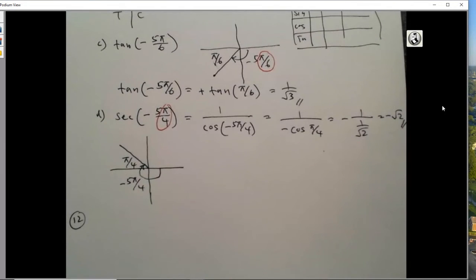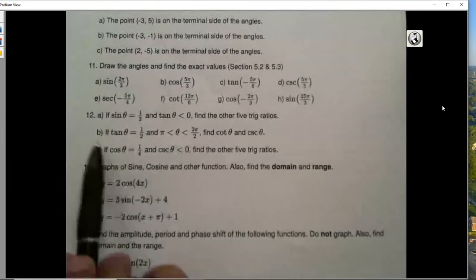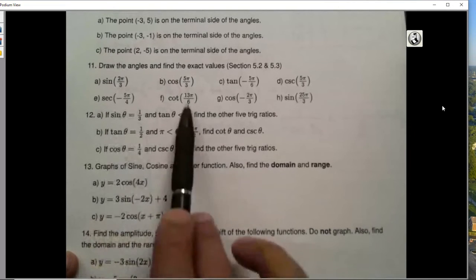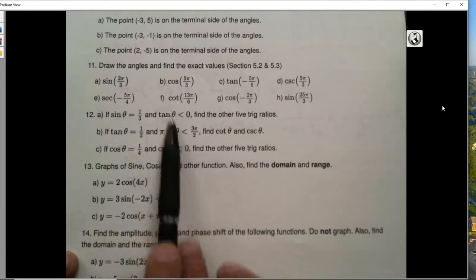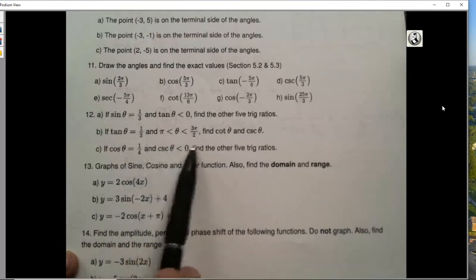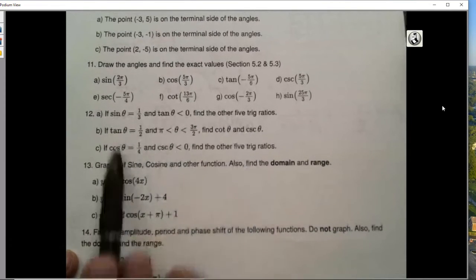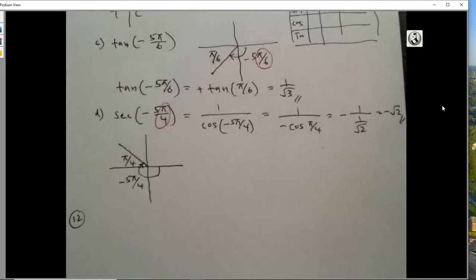Number 12 is a similar type of question. What we're trying to do, we're going to give you some conditions and you're going to figure out where the angle is. You're going to get something like that with some conditions, and then you use these to find where the angle is, then you draw the triangle and find the rest, right? That's the type of questions we're going to do now.